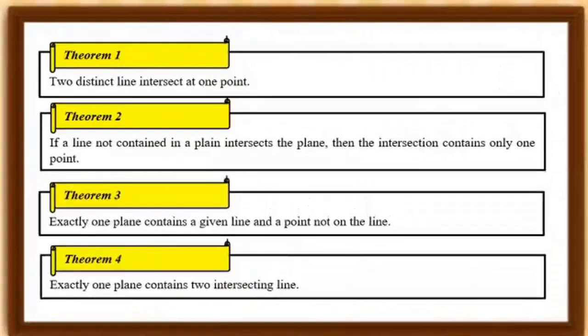Now we have the theorems. Theorem 1. 2 distinct lines intersect at one point. Theorem 2. If a line not contained in a plane intersects the plane, then the intersection contains only one point. Theorem 3. Exactly one plane contains a given line and a point not on the line. Theorem 4. Exactly one plane contains two intersecting lines.